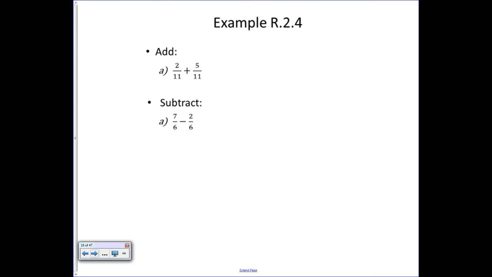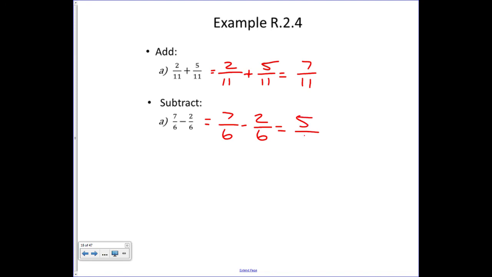So here we have addition: 2 over 11 plus 5 over 11. Both have the same denominator, so we keep the denominator and just add the numerators. 2 plus 5 is 7. Same thing here, 7 over 6 minus 2 over 6. We have the same denominator, so we just subtract. 7 minus 2 is 5 over 6. Remember, when you're adding or subtracting fractions, always keep the denominators the same. The only thing you're adding or subtracting is the numerators.